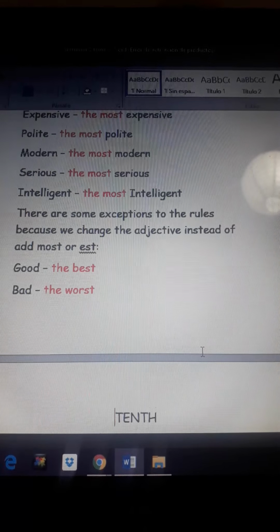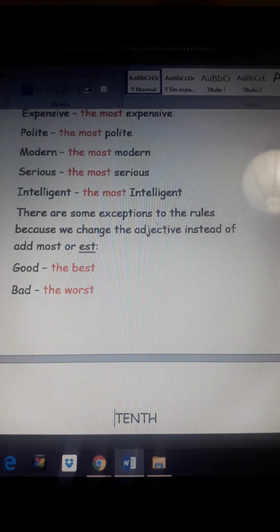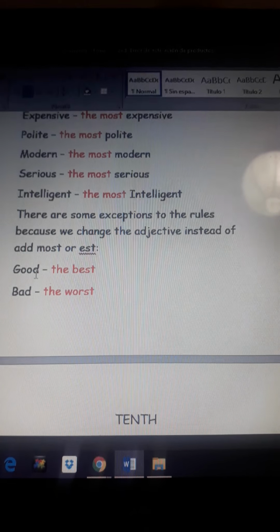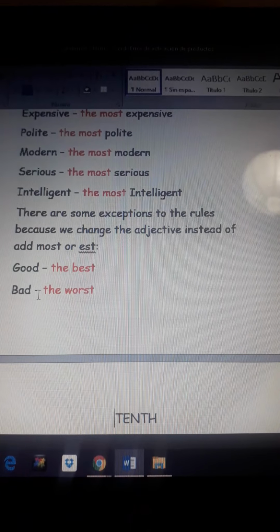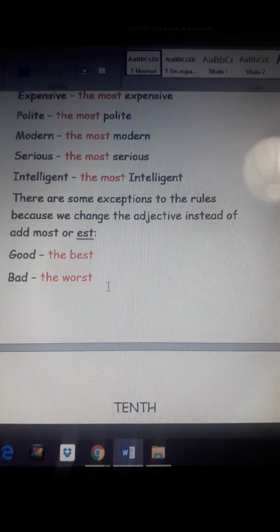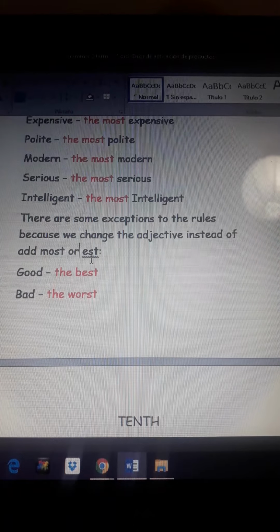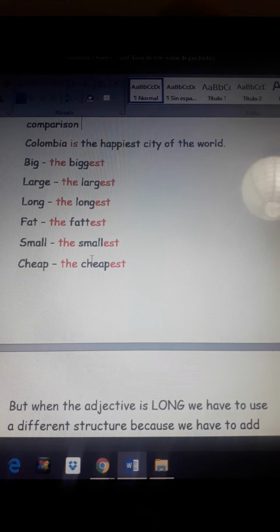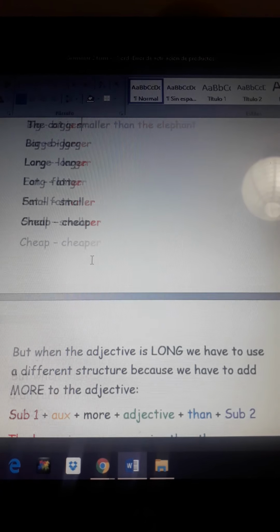And the same happens: we have some exceptions, like when the adjective changes. We don't use most or est. And the same, good: we don't say goodest, we say the best. And for bad, we don't say the baddest, we say the worst. For example, you are the best students. In that case, we use a different word, changing it in comparatives and superlatives.